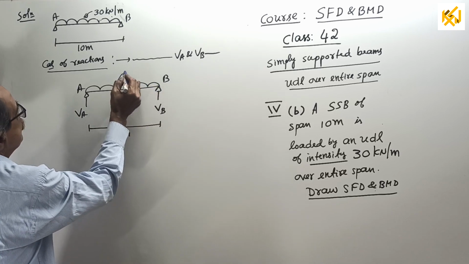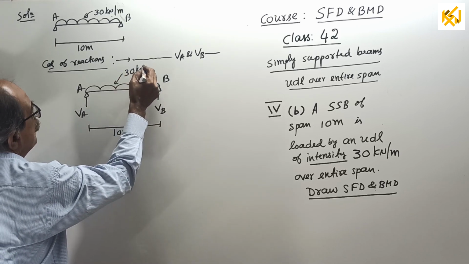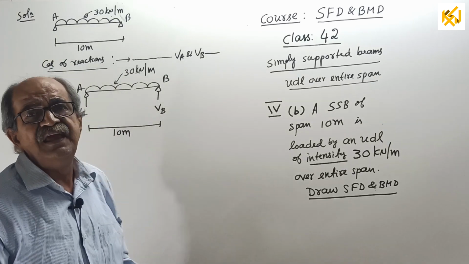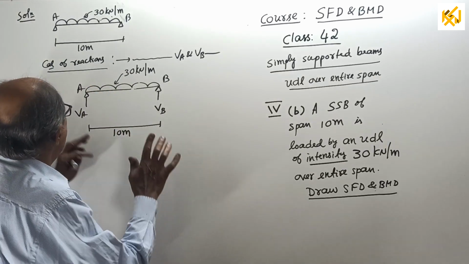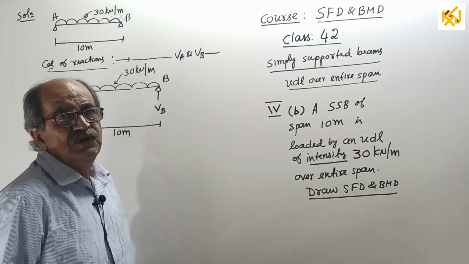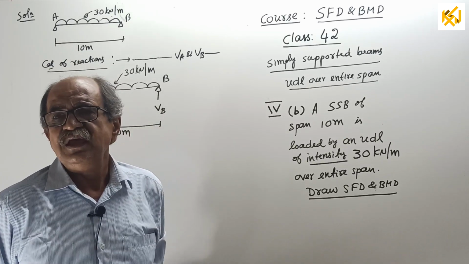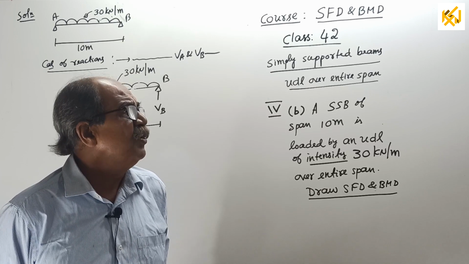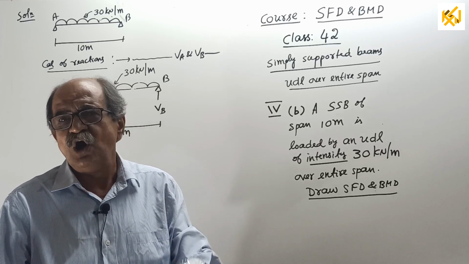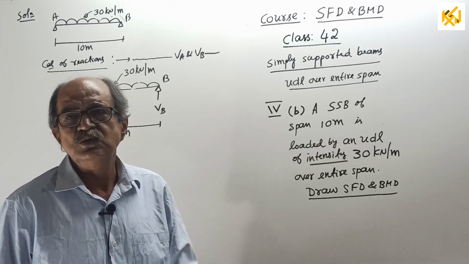How much is it? 30 kilonewton per meter. When you learn, you always see that learning is systematic. See, start. I told you last time, to find reactions you have to apply sigma M equals 0 and sigma V equals 0. These are equilibrium conditions, direction based. That's all past.